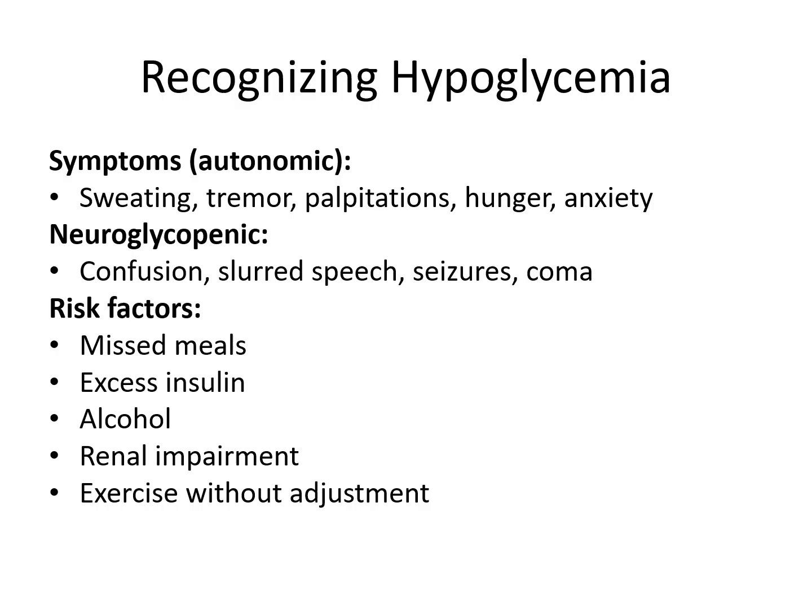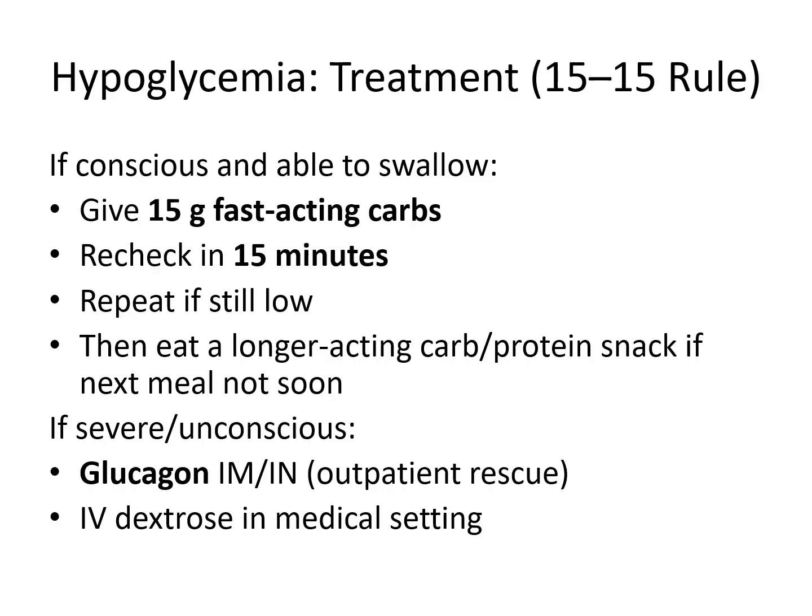So we have these early autonomic symptoms that are a warning. If a patient ignores these signals, neuroglycopenia will follow. So we have to teach the patient to treat early, not late. When we treat hypoglycemia, we follow the 15-15 rule. If a patient is conscious and able to swallow, that is where this rule applies.